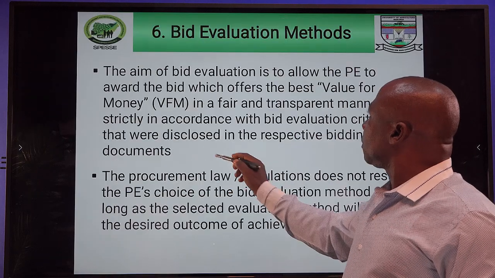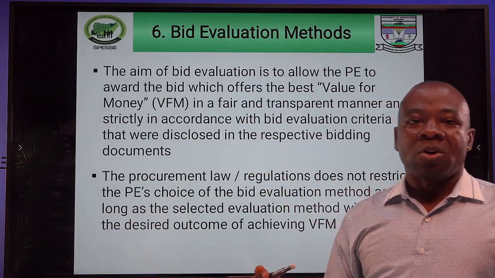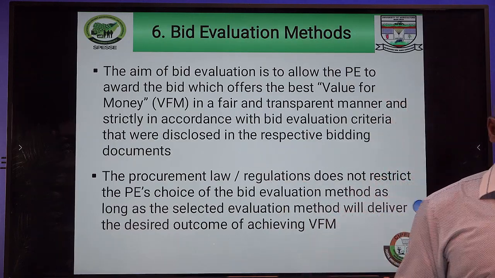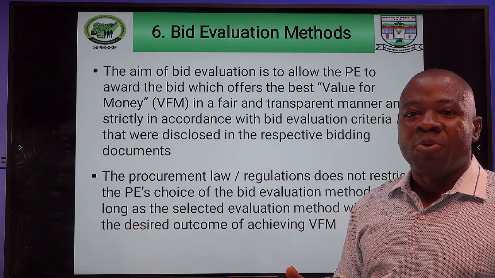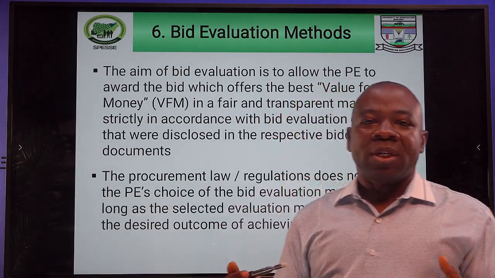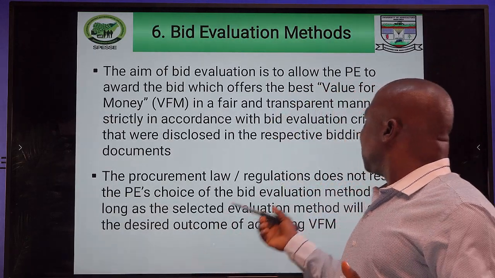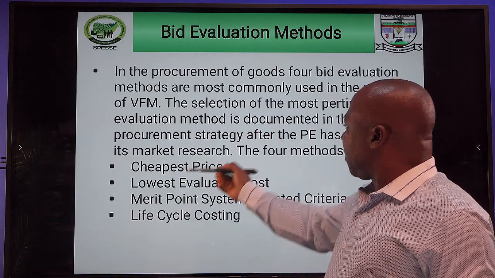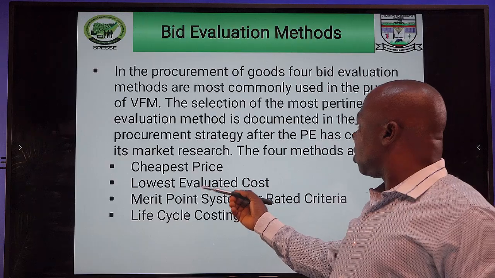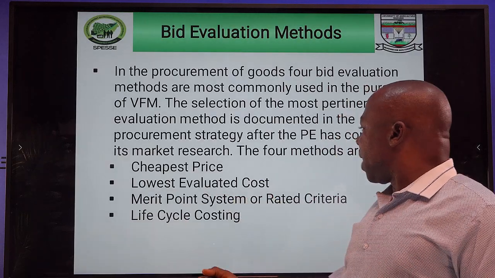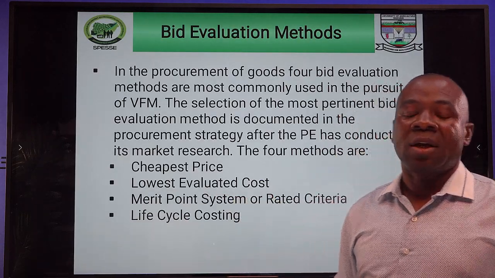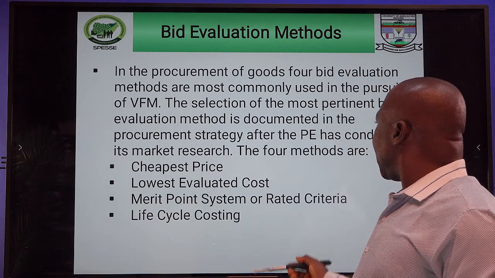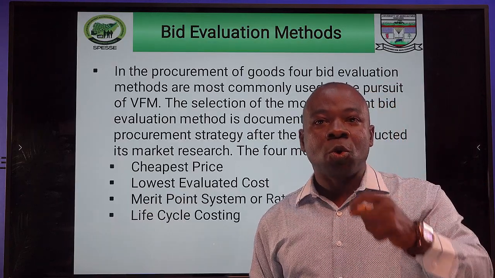The last aspect of this course, which is the last session, is looking at bid evaluation methods. What methods do organizations use when they want to achieve value for money in the course of carrying out their procurement processes? Basically, there are four methods. The first is cheapest price. Next is lowest evaluated cost, merit point system, which is also known as rated criteria, and life cycle costing methodology. These are used basically for procurement of goods.